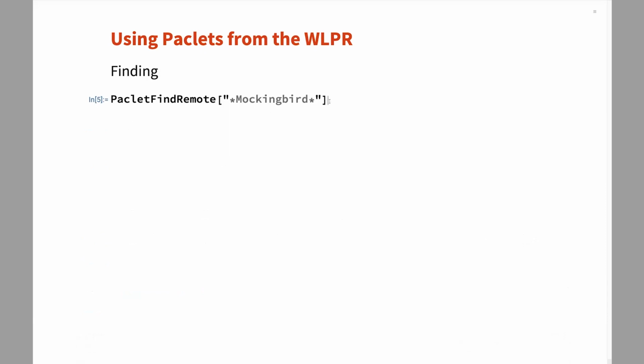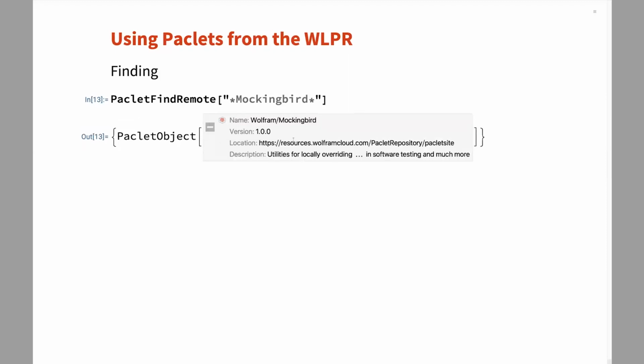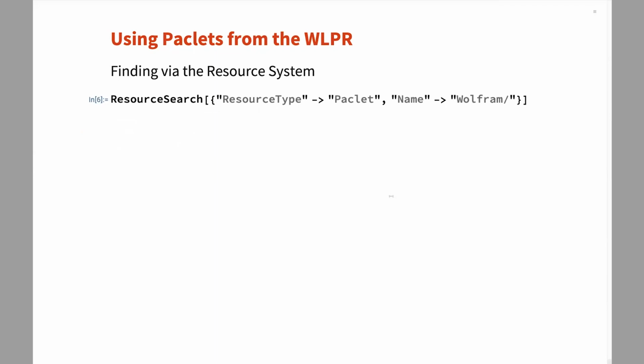So PacletFindRemote is the function that looks for known Paclets with a certain name or other properties on any known Paclet servers. And now PacletFindRemote works and PacletInstall works because the Paclet manager, because Mathematica knows about the Wolfram Language Paclet repository by default. So I can say, okay, PacletFindRemote, I know there's a Paclet that has Mockingbird in its name, so I can do something like this with a string pattern, and I find this Paclet object. If I open this up I see the location of this Paclet is on the Wolfram Paclet repository site. All right, so PacletFindRemote lets you in a programmatic way find Paclets.